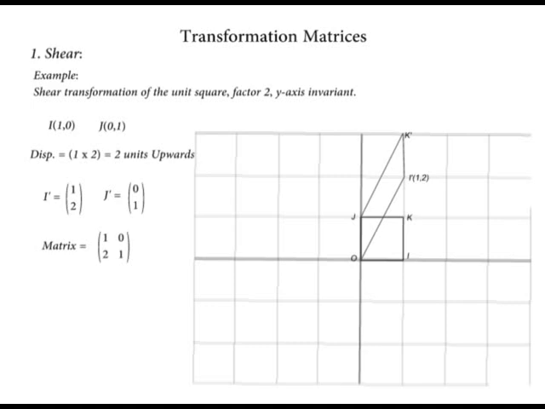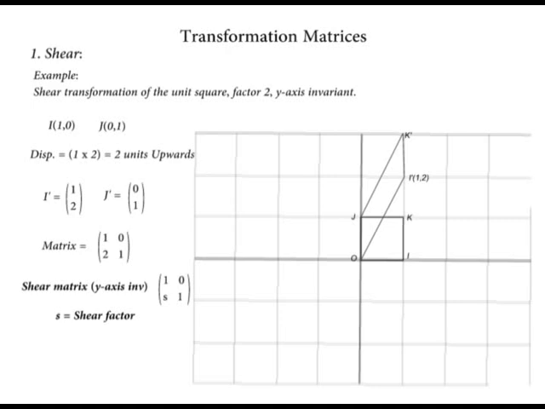If the scale factor was 3, the shear matrix with y-axis invariant would be (1, 0; 3, 1). So in general, the bottom 0 of the identity matrix is replaced by the scale factor when the y-axis is invariant. And so the shear matrix with y-axis invariant is (1, 0; S, 1), where S is the shear factor.